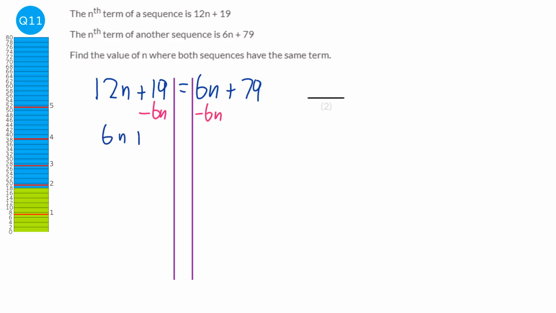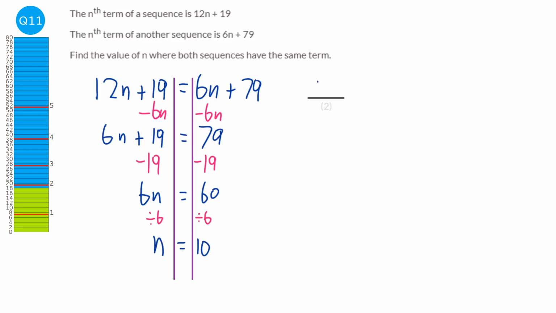So that would be 6n plus 19, and we've got rid of the 6n, so just 79. Next thing we're going to do is get rid of the 19, so take away 19 both sides. And so we've got 6n equals 79 take away 19, which is 60. And finally we're just going to divide by 6. And so that'll be n equals 10. So the value of n is 10.